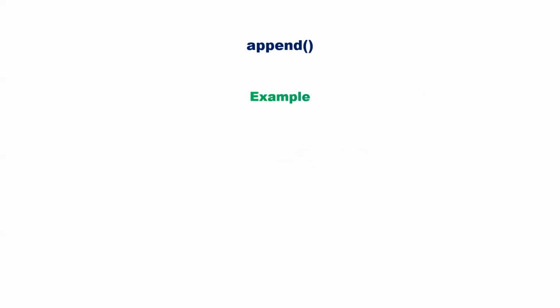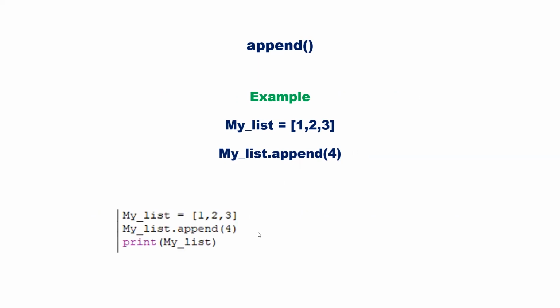It can be an integer, string, list or any other object. Let us see an example. my_list is given as 1, 2, 3. Now I'm going to append the value 4 to the end of the list. my_list.append, within the brackets I gave the value 4. Now when you print my_list, we will get a list with values 1, 2, 3 and 4. The value 4 has been appended to the end of the original list.